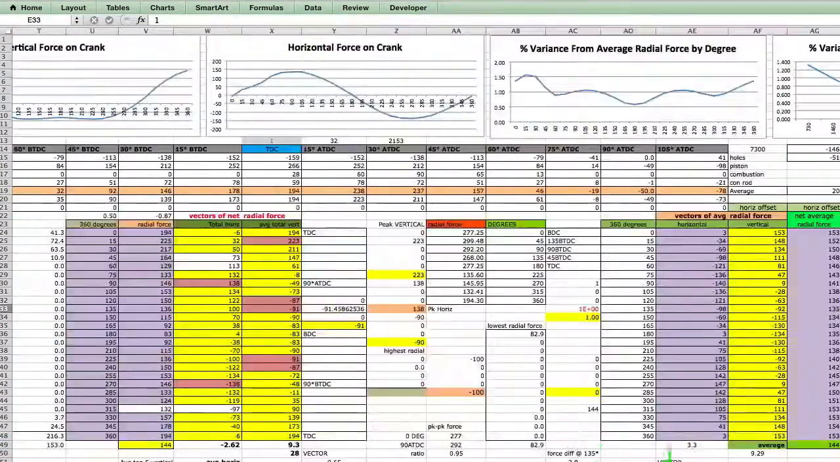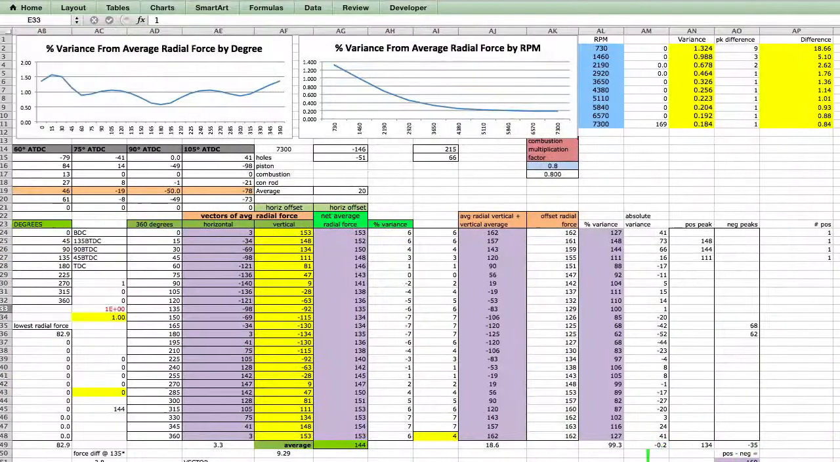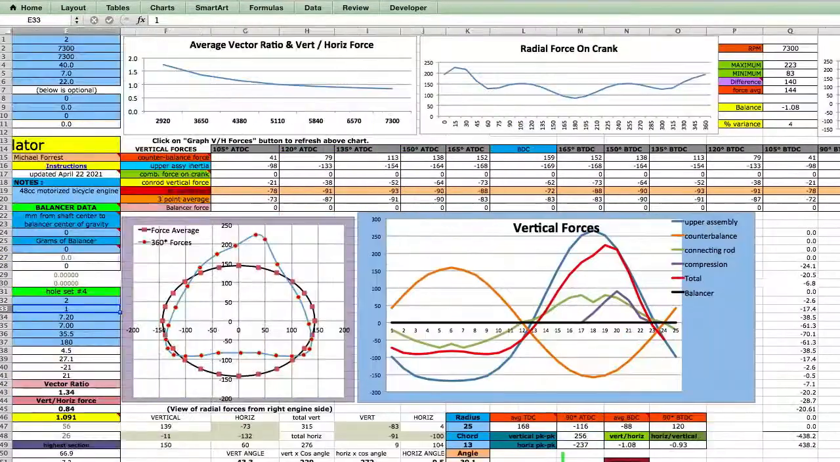This is the graph just of the vertical forces. This right here explains what each graph is.